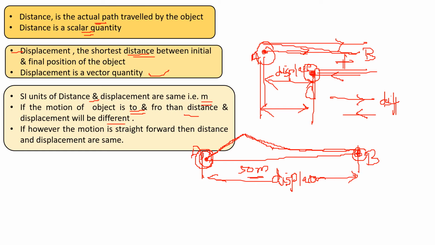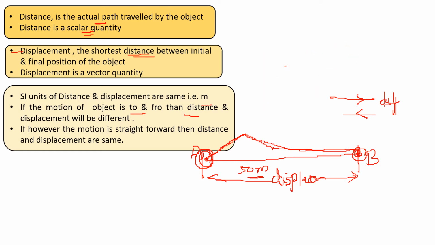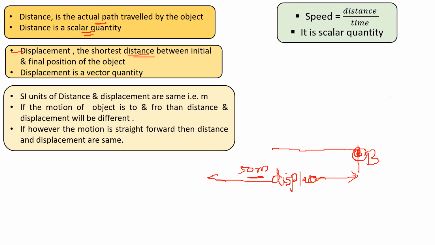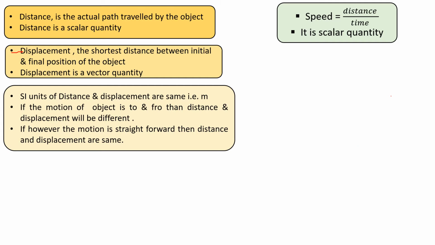But if it would have been a straight motion, there is no returning, the object is moving in forward direction. Okay, in that case distance and displacement will be same. This you need to understand. So if, however, the motion is straightforward, then distance and displacement are same. Now next is speed. Speed is what? The total distance traveled upon time. So whatever path is taken, distance means what? Whatever path is taken by the object, that is the distance.